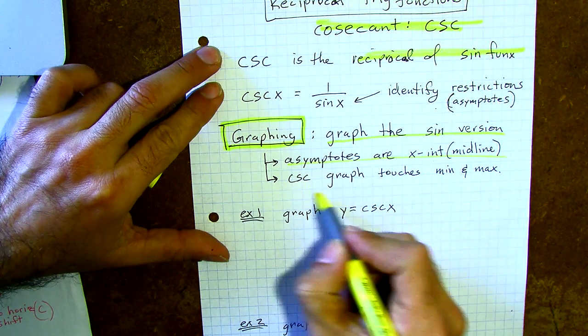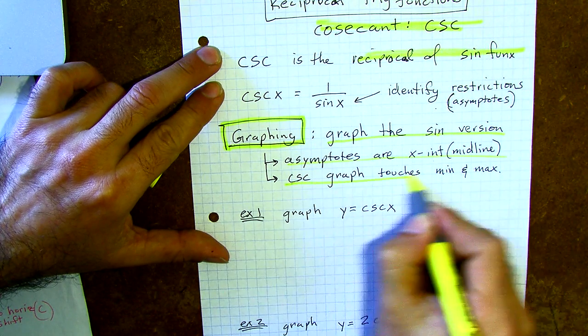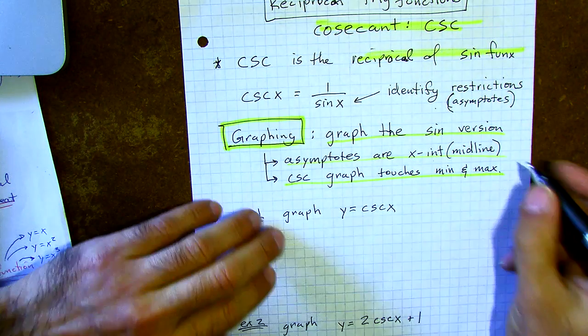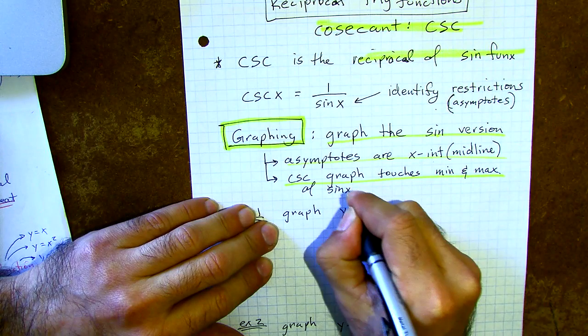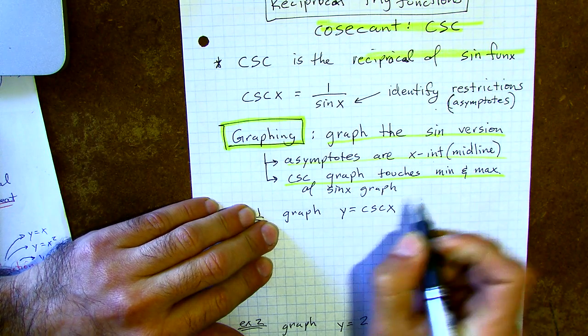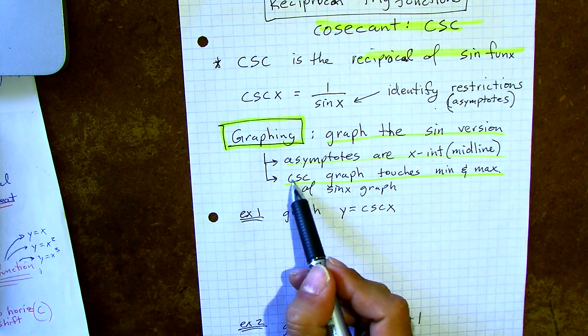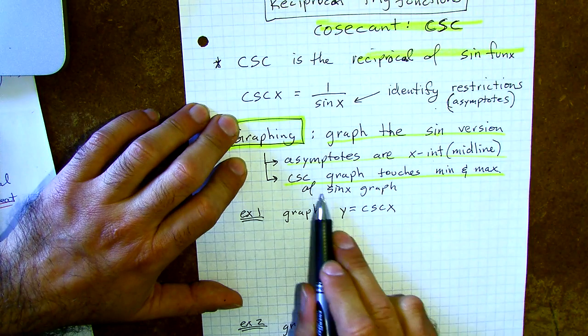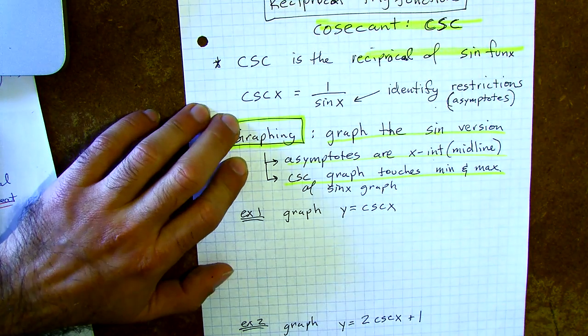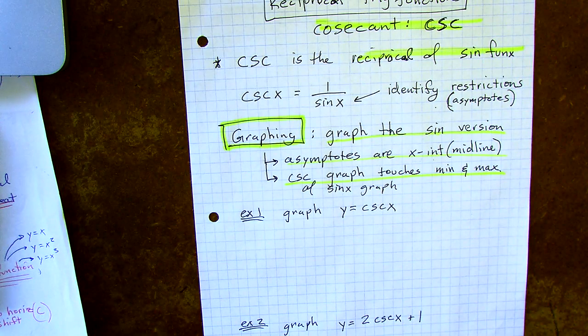The cosecant graph touches the minimum and the maximum. I didn't finish that sentence. The minimum and maximum of the sine of x graph. Let's add that because I did not. So the cosecant, CSC, cosecant, right, touches the minimum and the maximum of the sine of x graph. You might be like, what, and what? Right? That's okay. I expect it to be a little bit kind of tricky right now. So get that last note in there, then I'm going to show you what I mean.